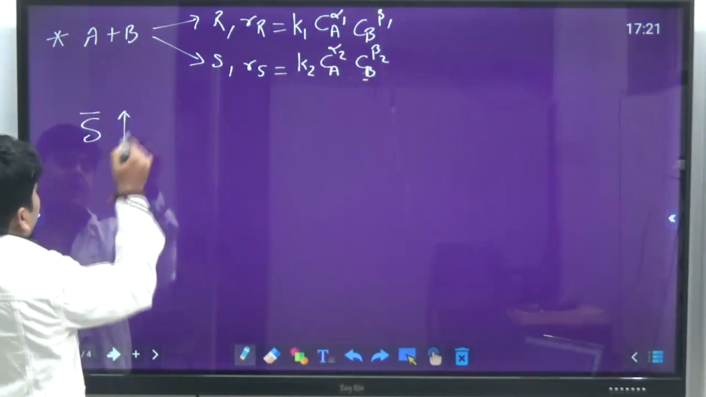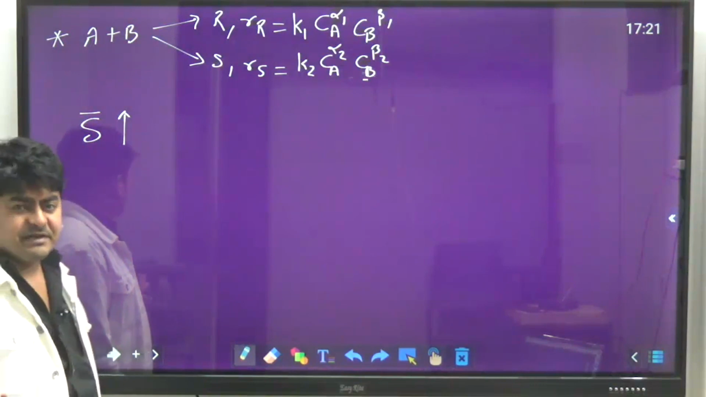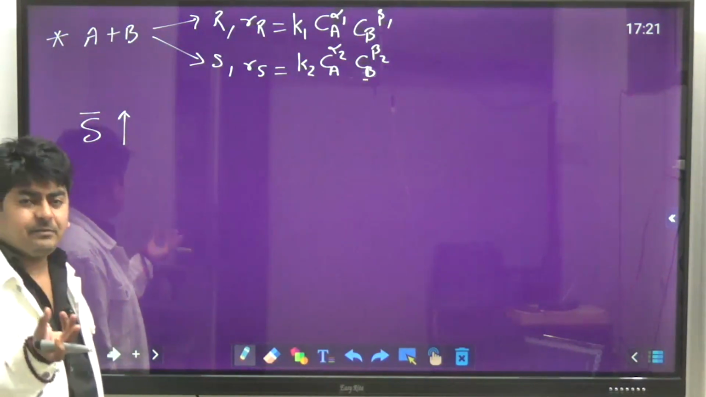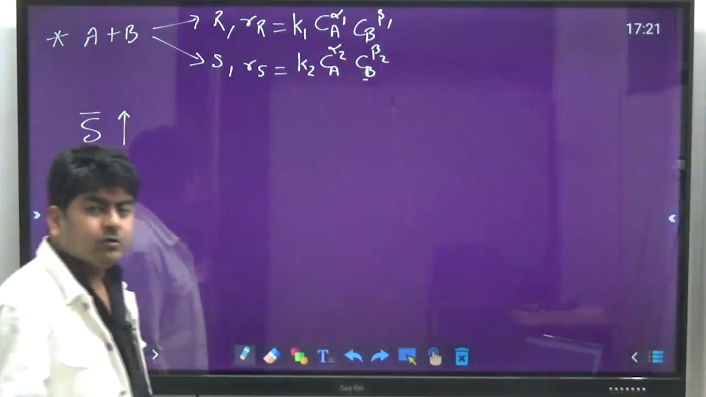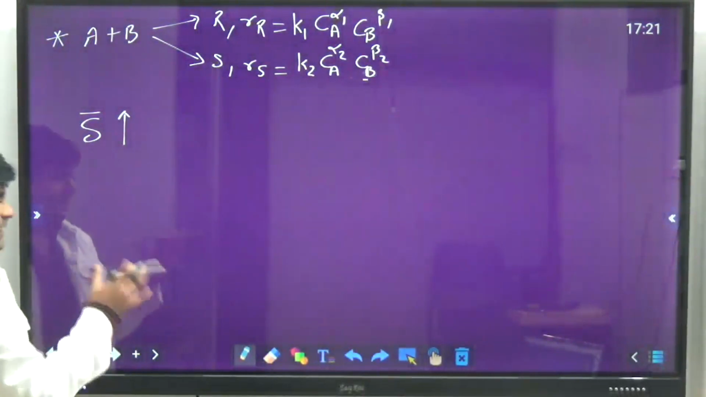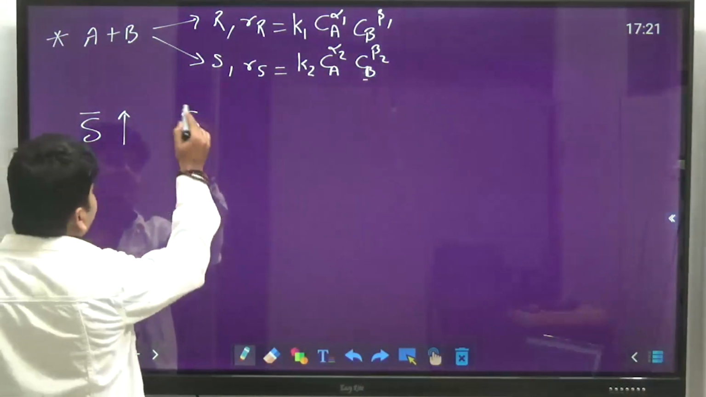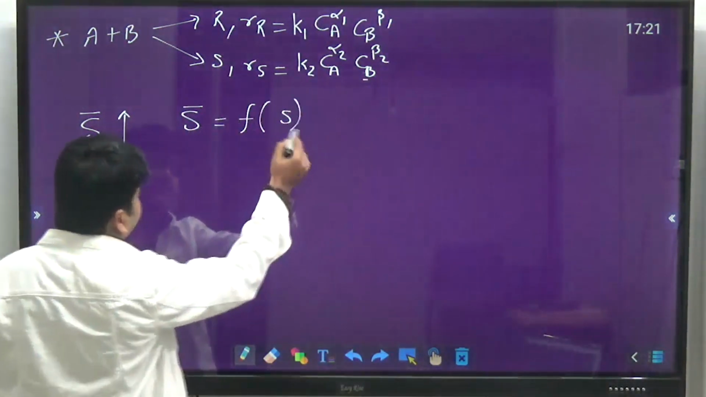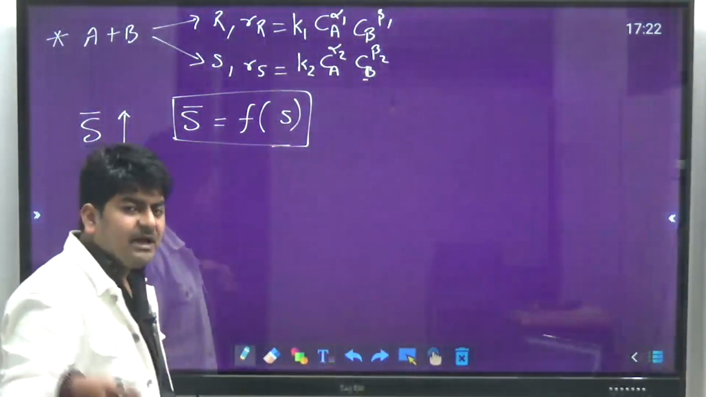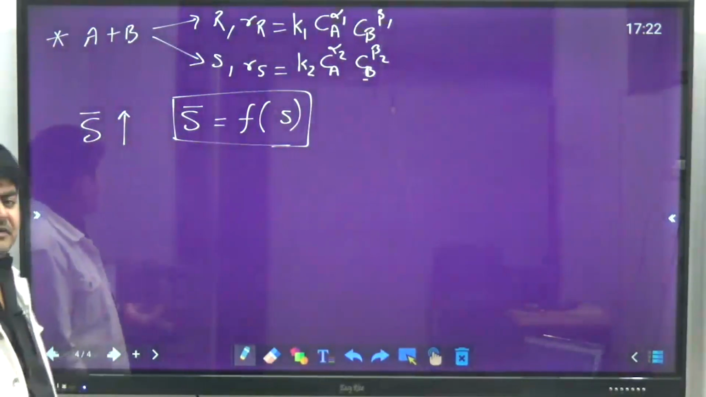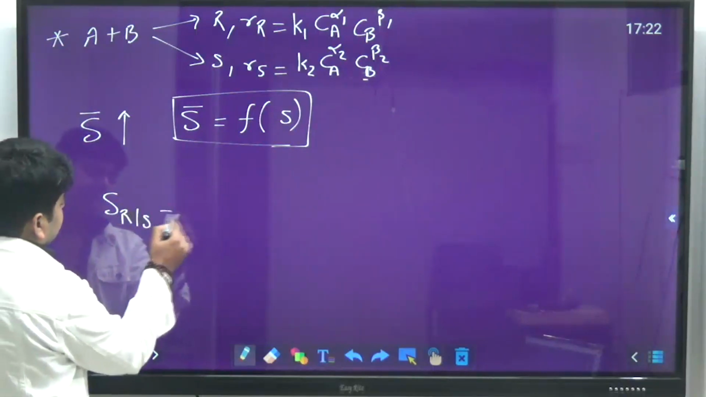Ultimately what I want is that overall selectivity should be high, because if overall selectivity is high, it means the amount of desired product formed will be high and the amount of undesired product formed will be low. That is the meaning. I want a higher amount of desired product. For that, you should know that overall selectivity is some function of instantaneous selectivity. If instantaneous selectivity is high, overall selectivity will be high. If instantaneous selectivity is low, overall selectivity will be low.